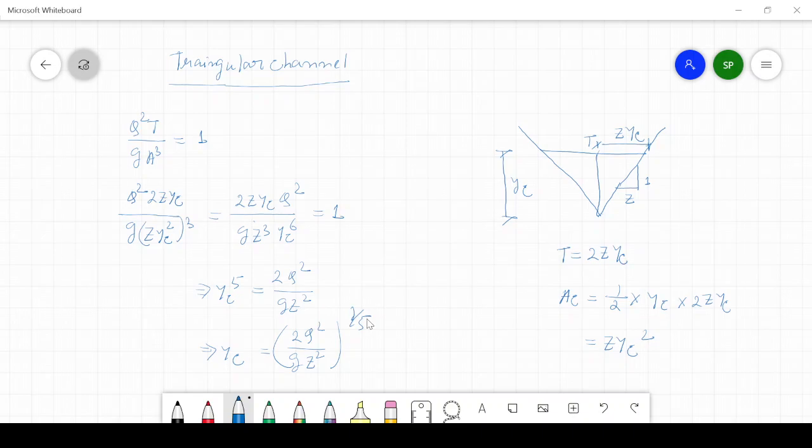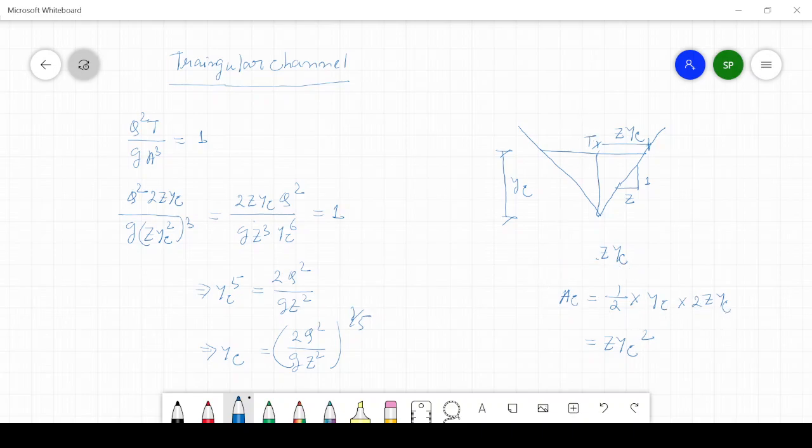Clear? For rectangular channel, sorry, triangular channel. See, if the shape of the channel is different, then your yc calculation formula is also different. Okay, so this is the formula for calculating yc for a triangular channel. 2q square by g z square whole to the power 1 by 5. Clear?